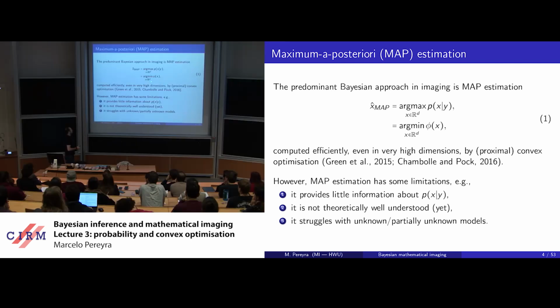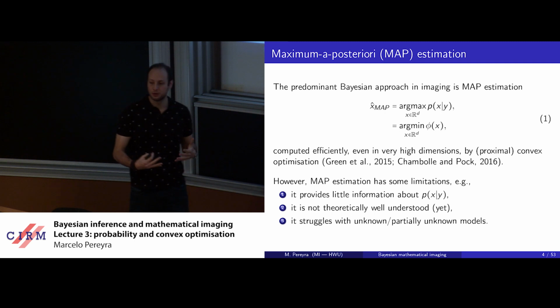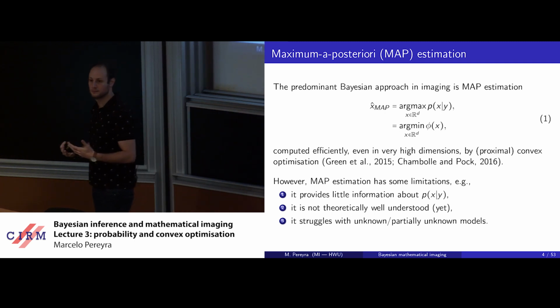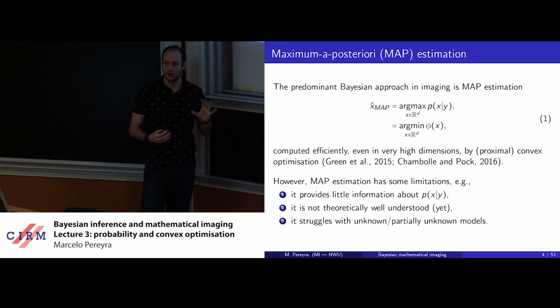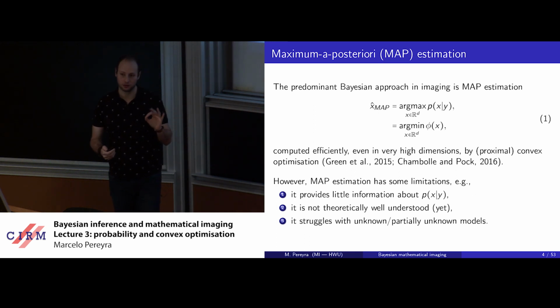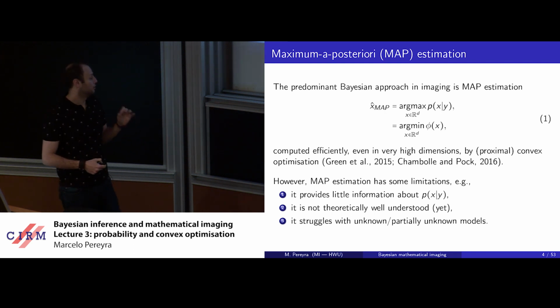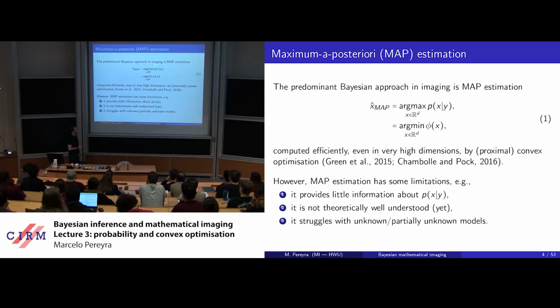So if my model is log-concave, so if this is convex, then I can compute this very efficiently by convex optimization. But there's a number of things I cannot do just by computing this. I cannot have a nice description of the uncertainty about x. I have just one point that I display. But I don't know what are the specific aspects in this solution that I can trust. I also don't have good theory for how this is behaving as a Bayesian estimator.